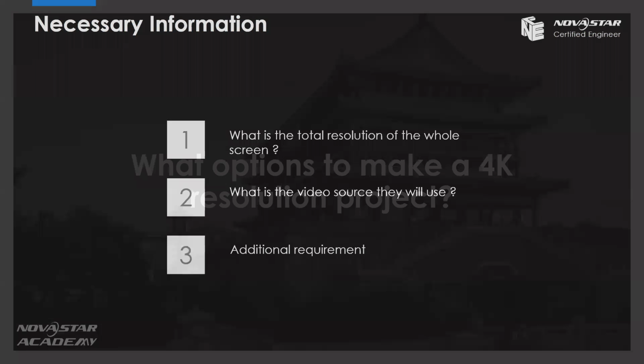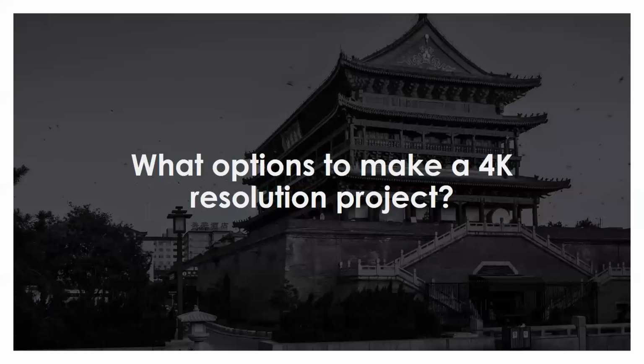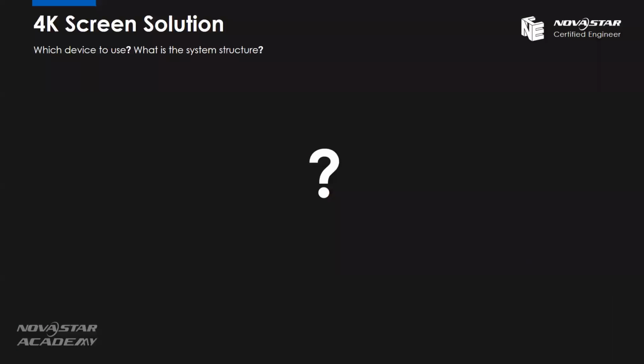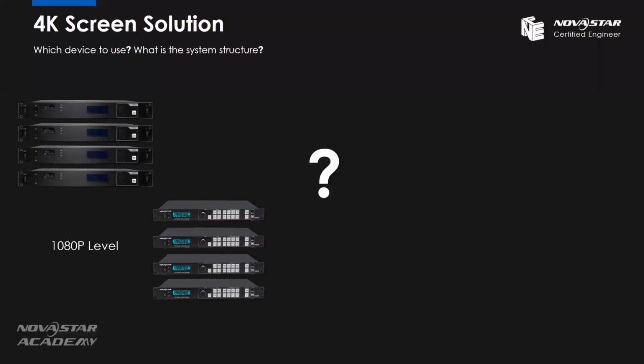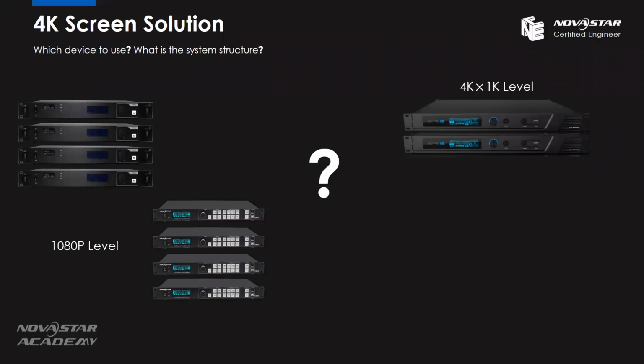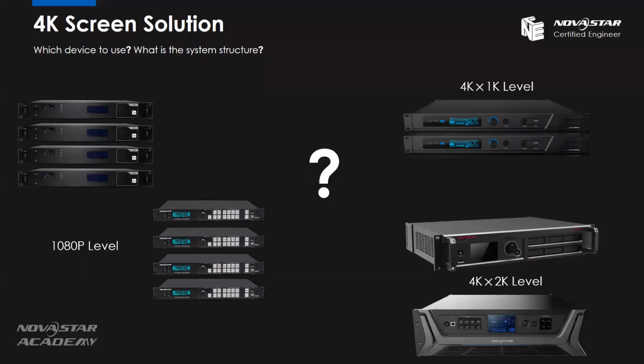Okay, now let's see what options there are to make a 4K resolution project: which device to use, and what the system structures are. Here, I divide the sending cards or the controllers into three categories: the 1080p level, the 4K 1K level, and the 4K 2K level. With all these devices, we can finish a 4K project, but the system structure will be different. So now let's see them one by one, how we realize a 4K project with different sending cards.